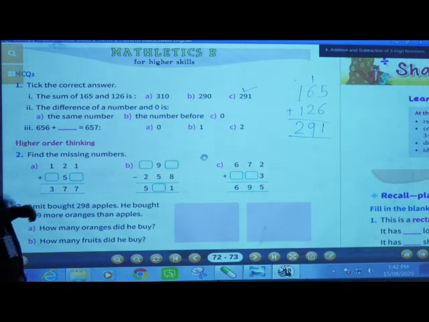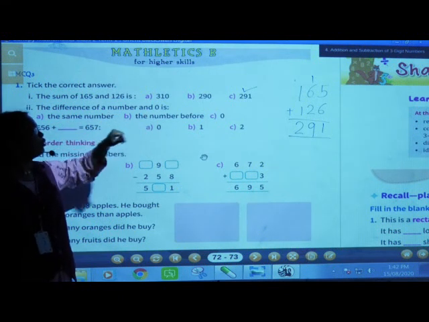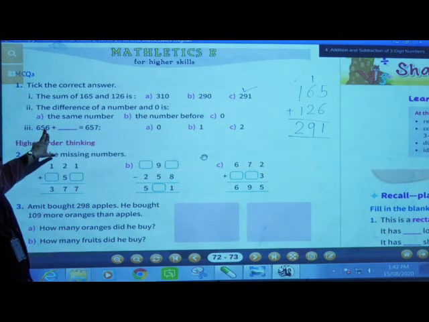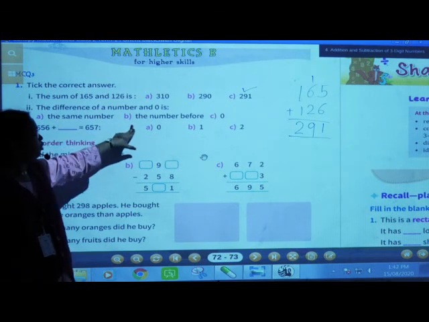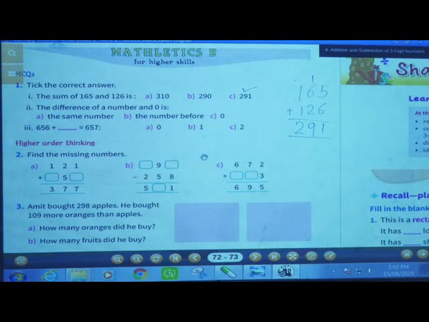Then the difference of a number and zero is the same number, the number before, or zero. What is the difference of a number and zero? So what is the option? The difference of a number and zero is the same number. From this you can do it as homework. You can solve it as homework.